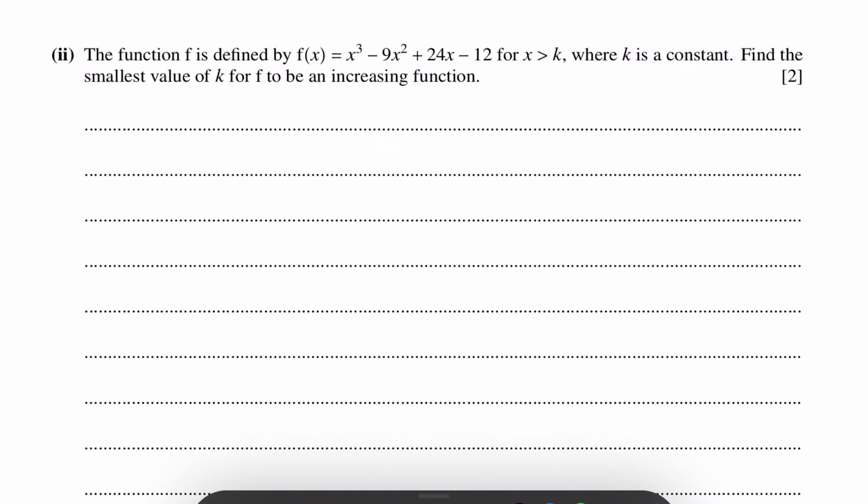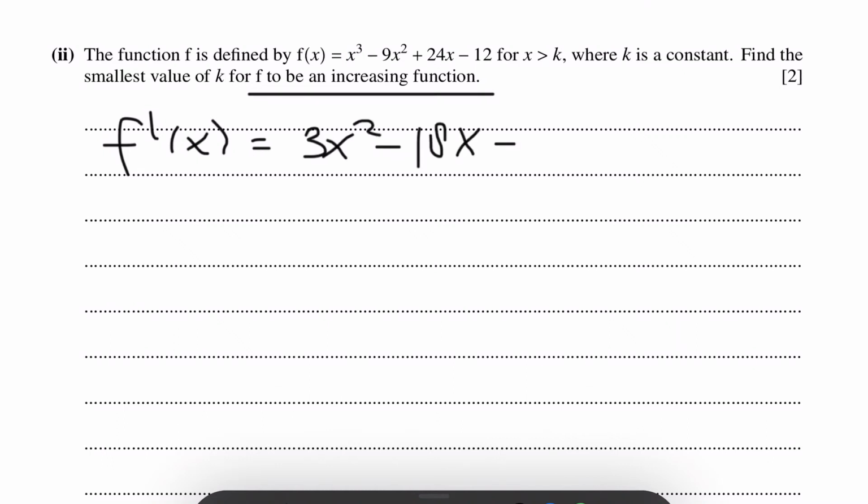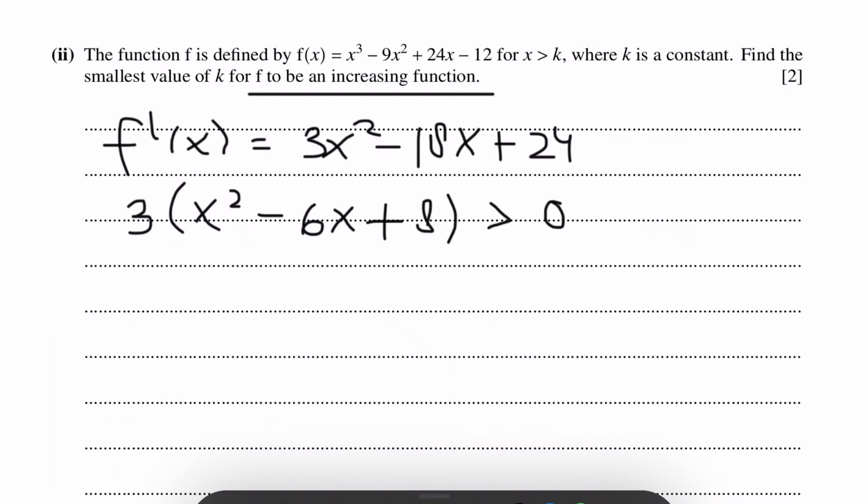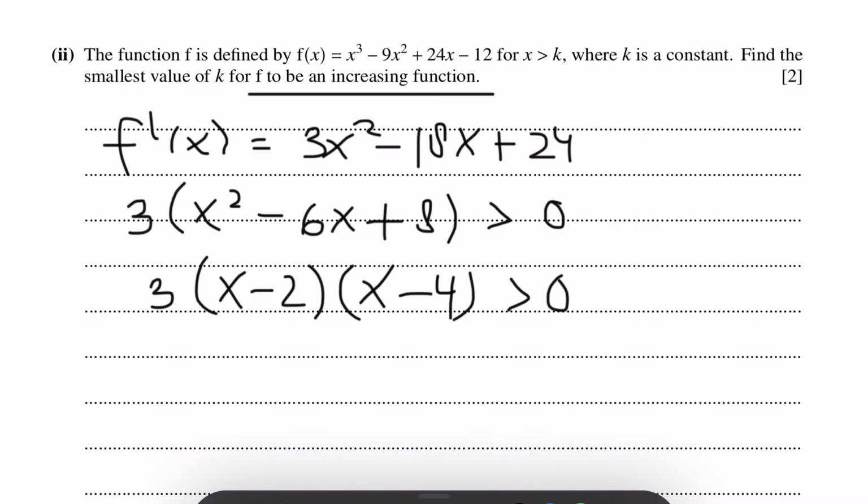In order for a function to be an increasing function, the derivative must be larger than 0. So the derivative of this function is 3x squared minus 18x plus 24. Now factorize the 3 out. And this will be larger than 0 because it's an increasing function. We'll get x minus 2 and x minus 4. This is larger than 0. And your values are x is equal to 2 and x equals 4.